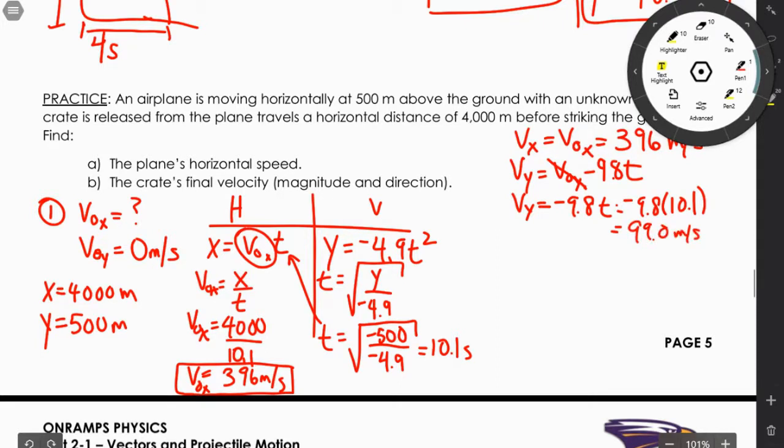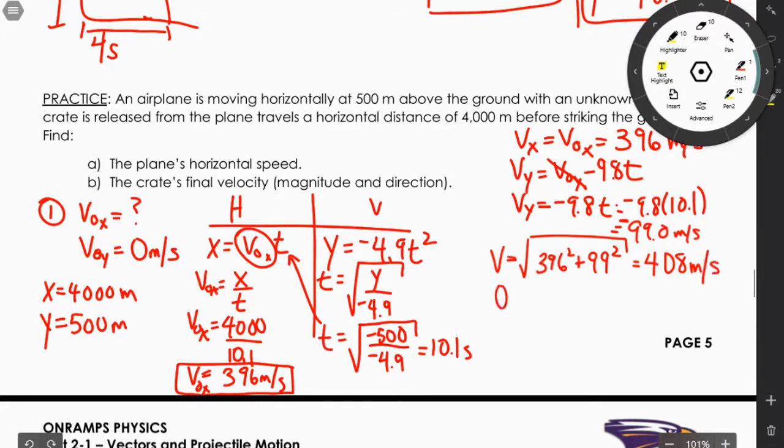Okay, so now how do we find the magnitude? Well, we're going to do the square root of 396 squared plus 99 squared. Okay, this will give us the magnitude. So the square root of 396 squared plus 99 squared, and this will actually be negative 99. And that's going to be 408 meters per second.